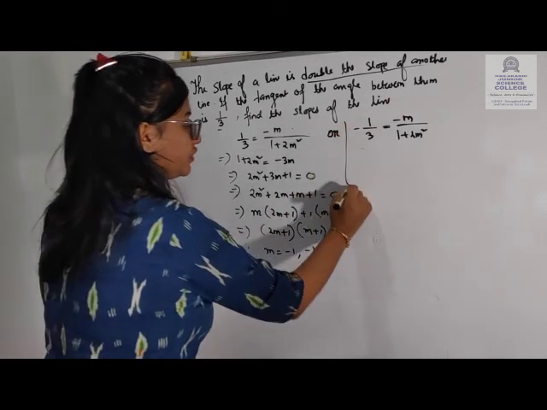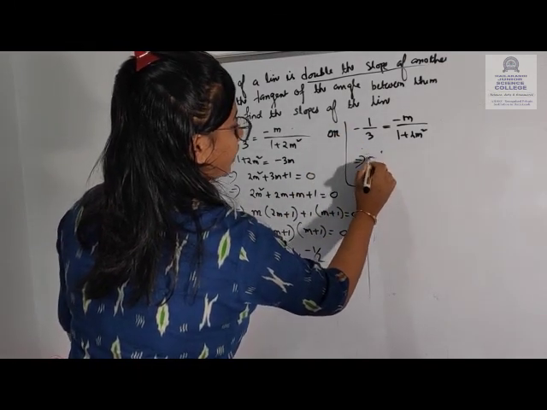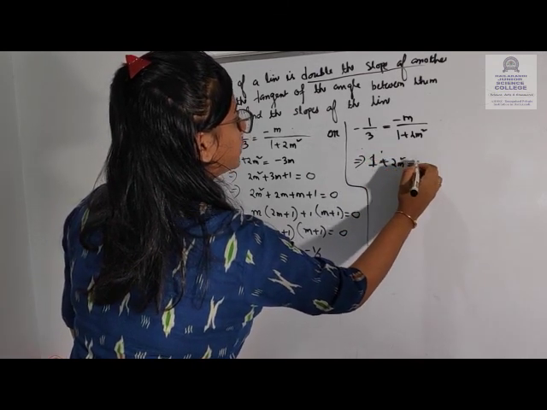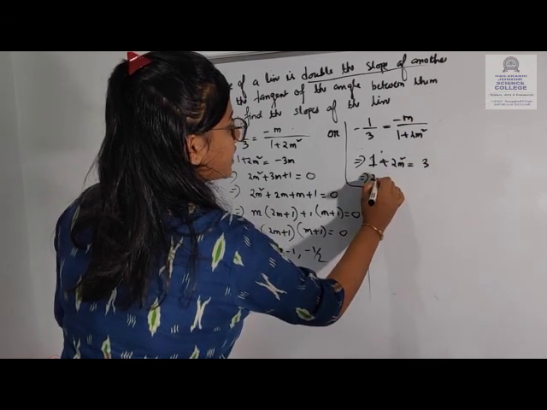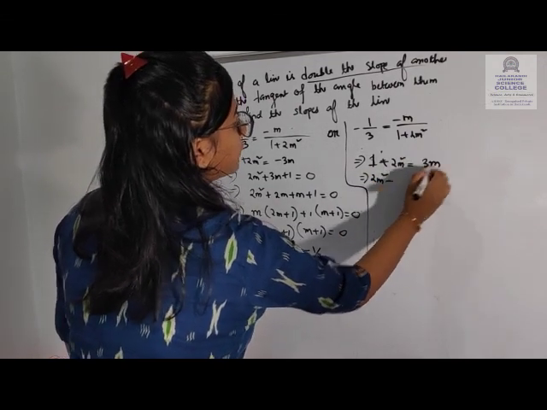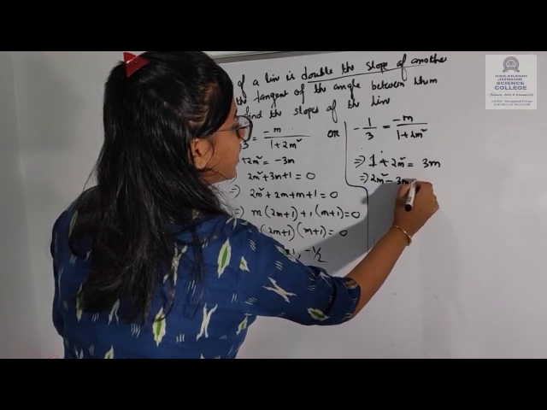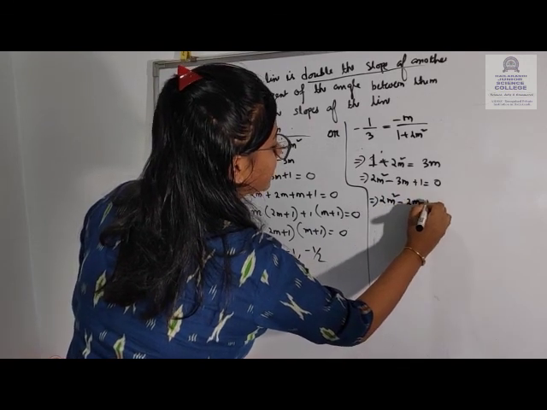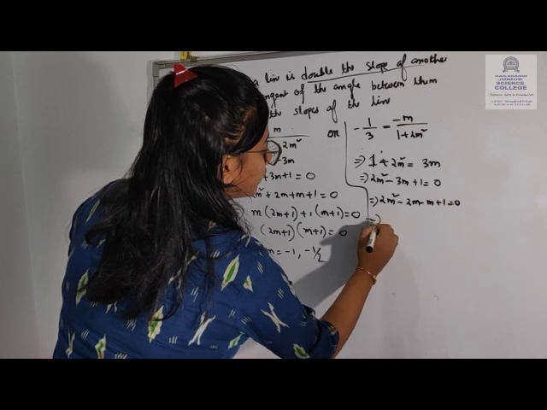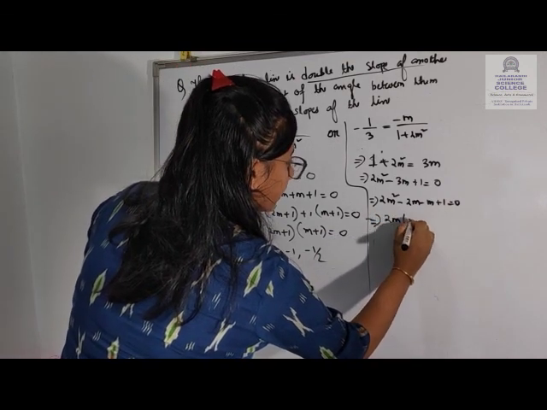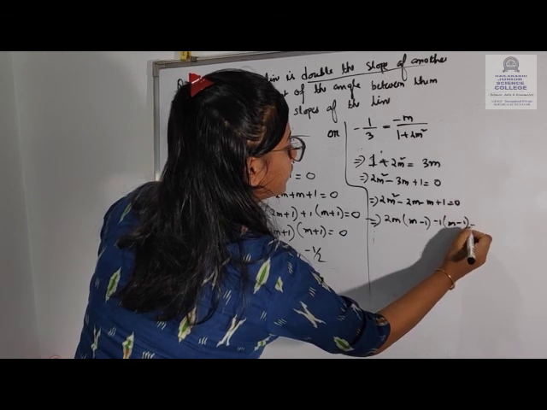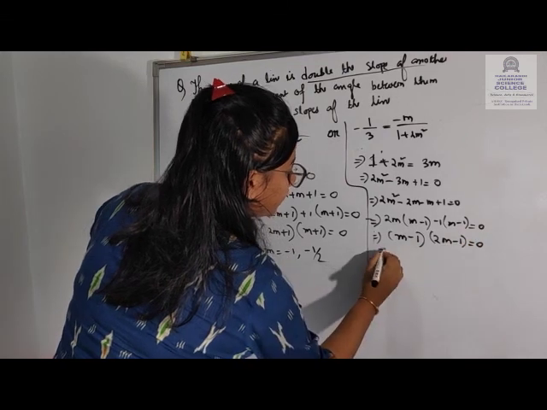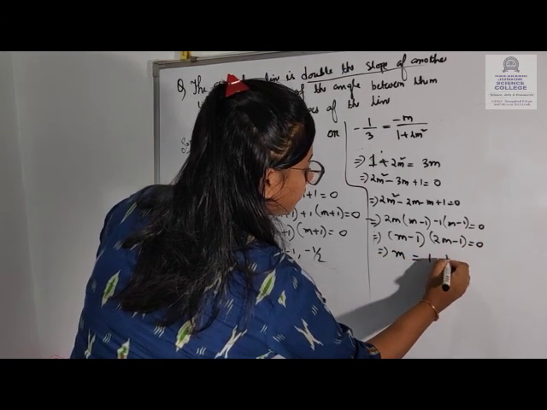Now if I calculate the other part, minus 1 plus 2 m square is equal to 3m. So twice m square minus 3m plus 1 is equal to 0. It can be broken as 2m square minus twice m minus m plus 1 is equal to 0. So (m minus 1) is equal to 0. So the value of m is 1 and half.